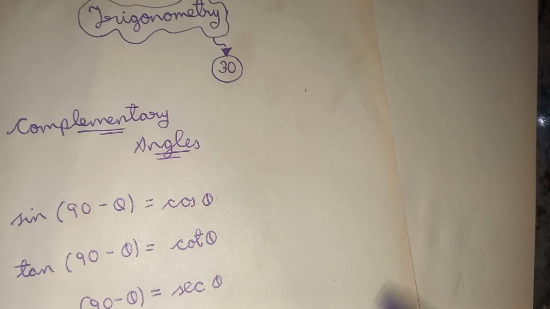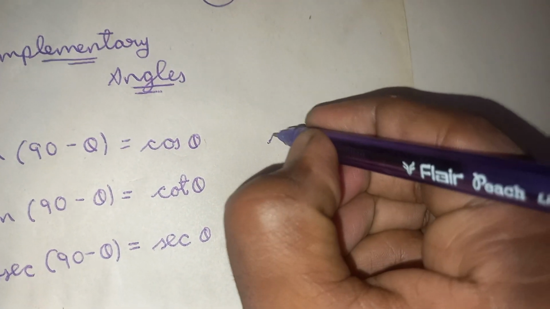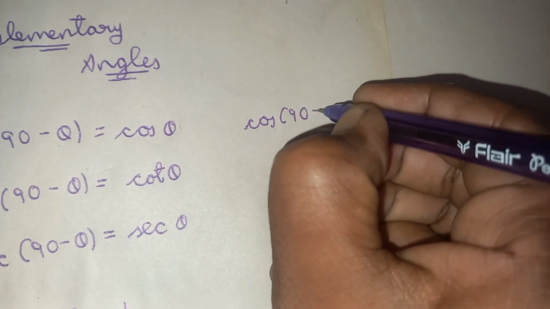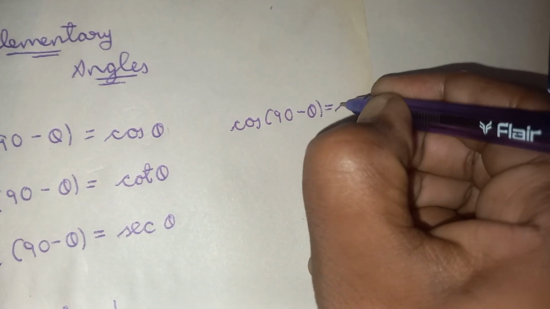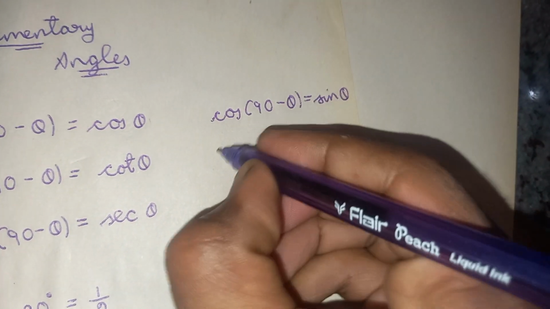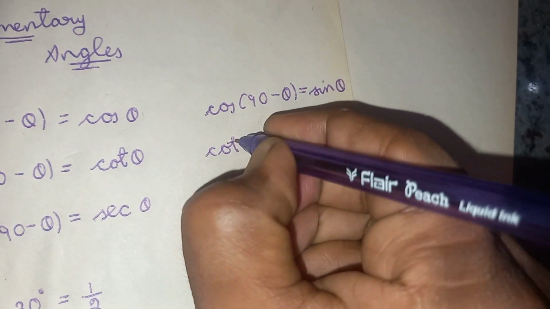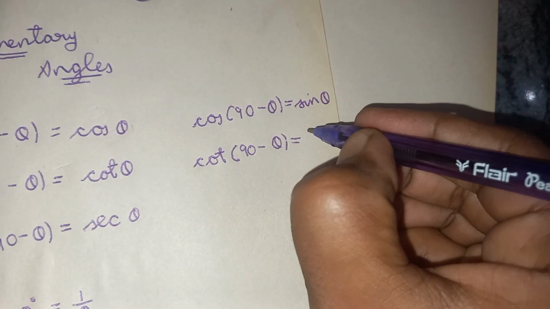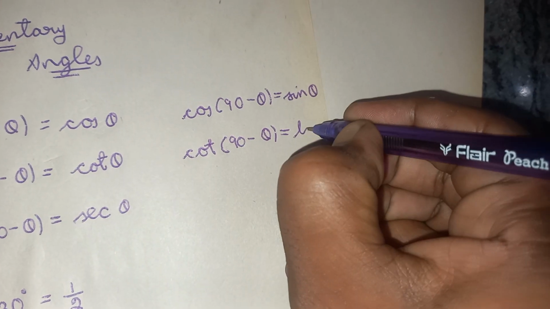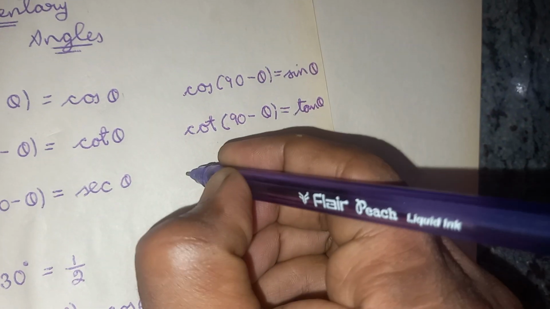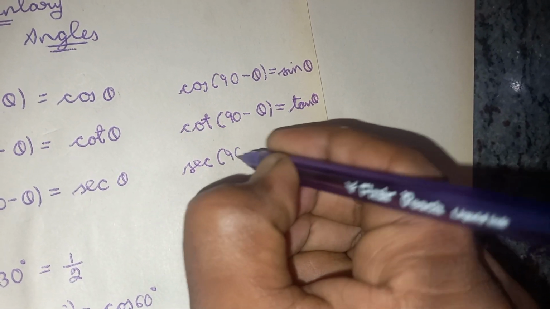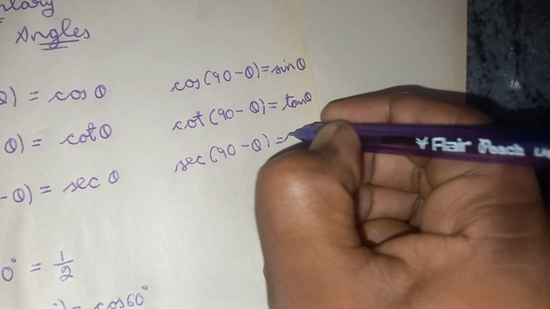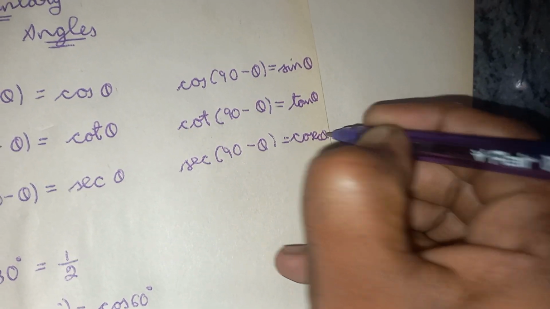In the same way, you can write the reciprocal of it. I'm going to explain with more examples. That is, cos of 90 minus theta equals sine theta, and cot of 90 minus theta equals tan theta, and secant of 90 minus theta equals cosecant theta. I'll tell how it comes.